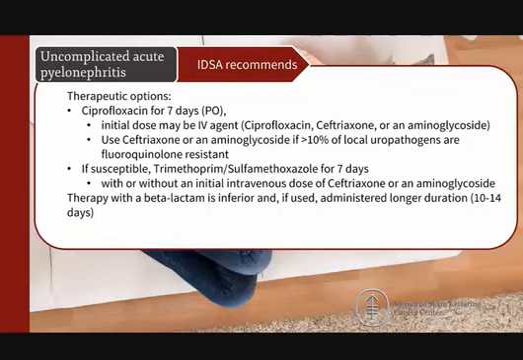Ciprofloxacin, administered orally for 7 days with or without an initial intravenous dose, ceftriaxone, or an aminoglycoside, may be used in empiric therapy of uncomplicated acute pyelonephritis in the outpatient setting. One of the latter two should be used in lieu of ciprofloxacin if greater than 10% of local uropathogens are fluoroquinolone resistant. If the implicated pathogen is known to be susceptible, orally administered trimethoprim sulfamethoxazole may be administered for 7 days with or without an initial intravenous dose of ceftriaxone or an aminoglycoside.